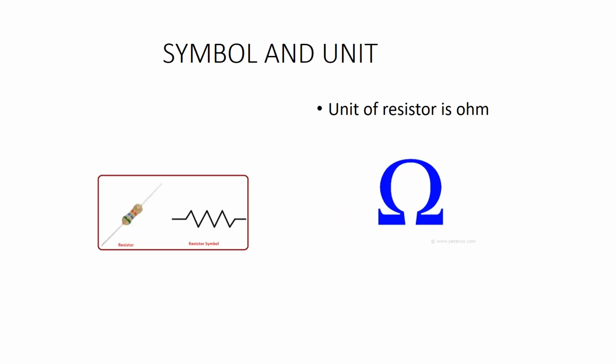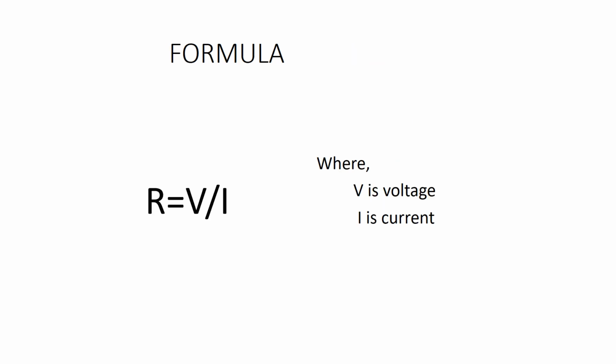This is the symbol and unit. The unit of resistor is ohm. In order to find the resistance, the formula is R equal to V by I. R represents resistance, V is the voltage and I is current.